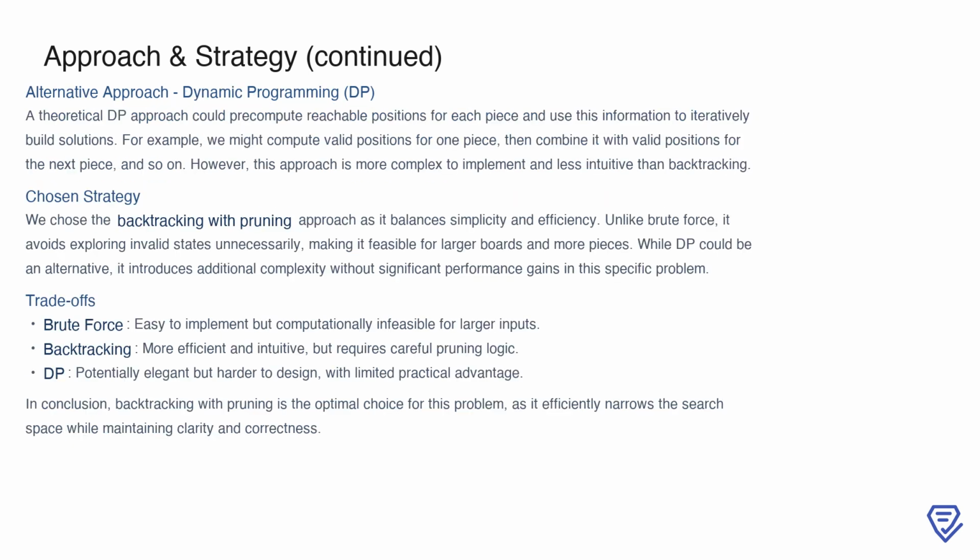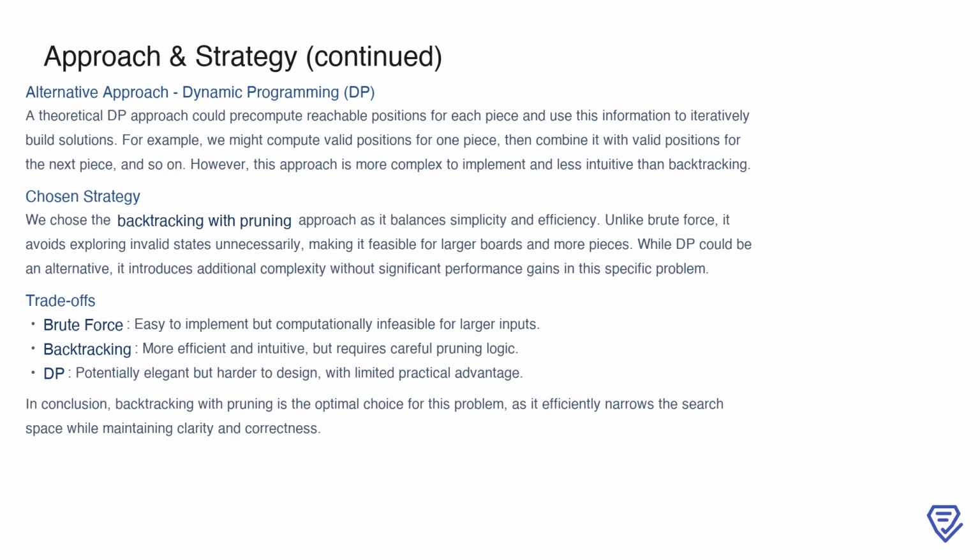An alternative solution could involve dynamic programming, where we pre-compute the reachable positions for each piece and iteratively build valid combinations. For instance, we might first calculate all valid positions for one piece, then combine those with the valid positions of another piece, and so forth. While this has theoretical potential, the complexity of implementation and the need for extensive pre-computation makes it less intuitive and less practical for this problem.